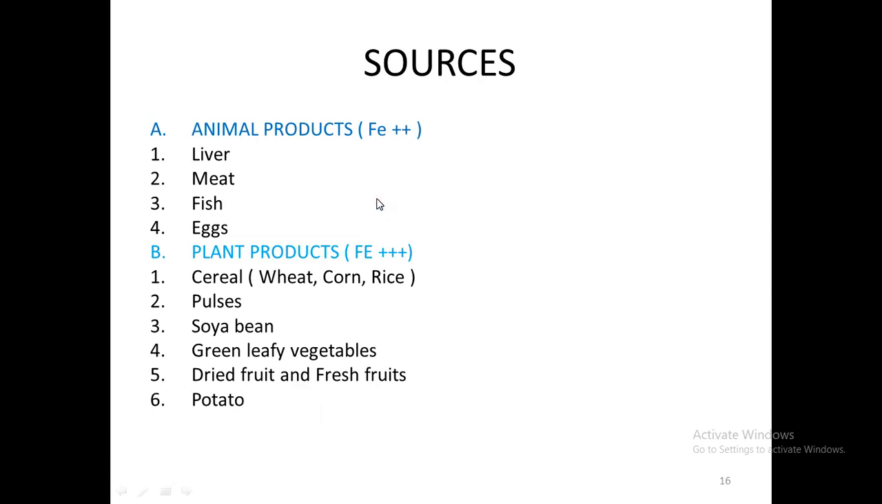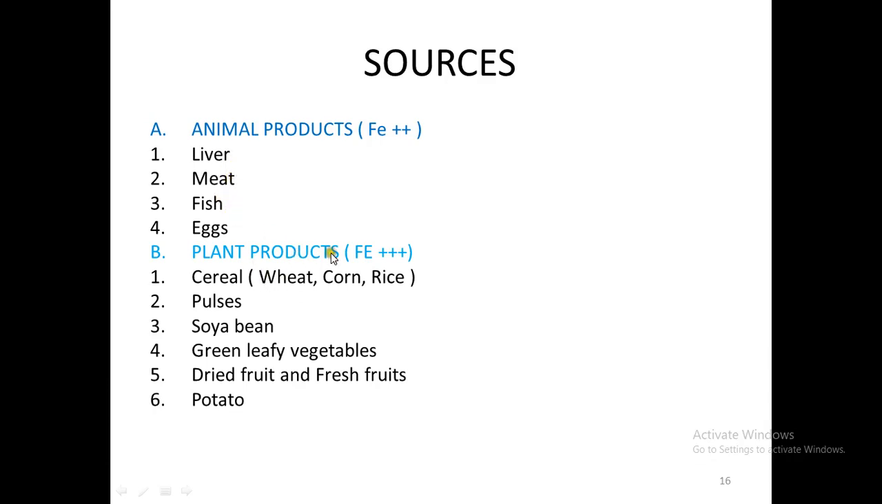First of all, let's discuss the sources of iron. Iron sources in our diet are of two main types: animal products and plant products. Animal products contain iron in the ferrous form, divalent cation. And these are the best sources of iron because they are going to be very well absorbed by our GIT. These are found in liver, meat, fish, eggs, etc.